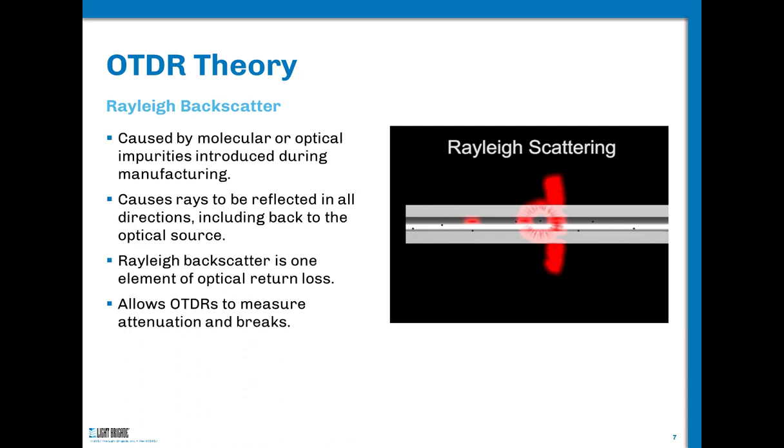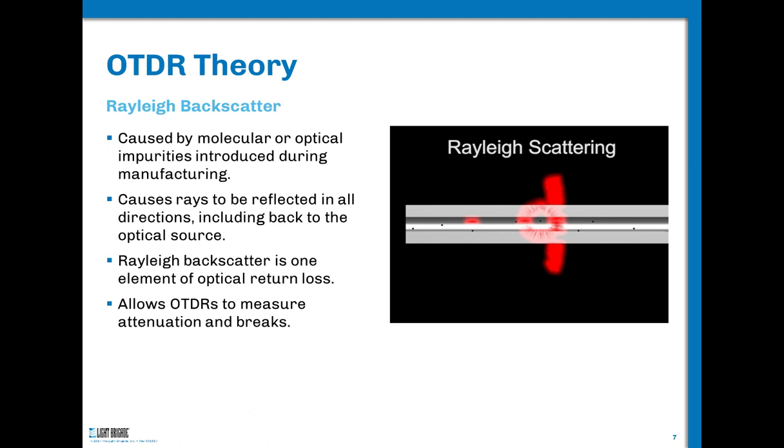Okay, so as you saw from the animation, we get a discrete light path, a mode, and it reflects off impurity. Some of that energy comes back to the OTDR itself, and that's what we're measuring. And, of course, the further out we are, the more it's attenuated. And because we know the speed of light by the index of refraction, we can determine the fiber attenuation because of this.